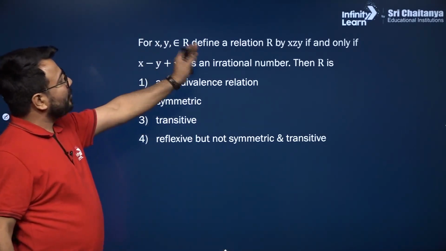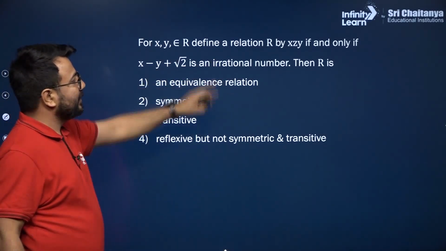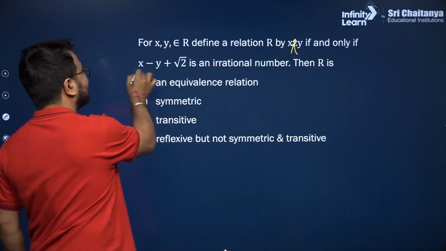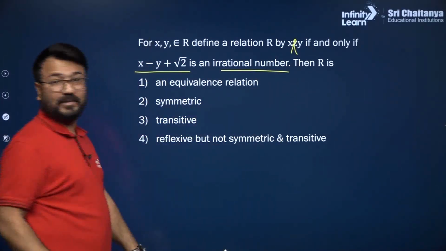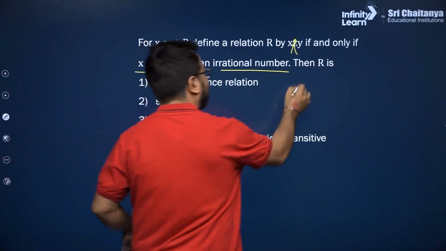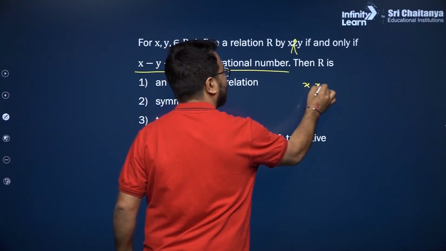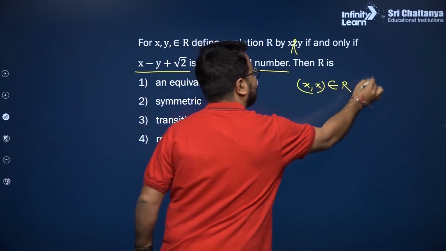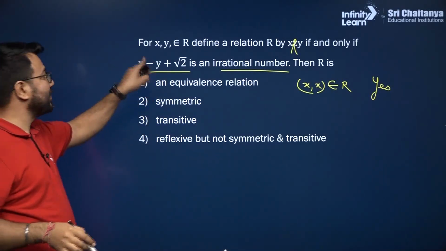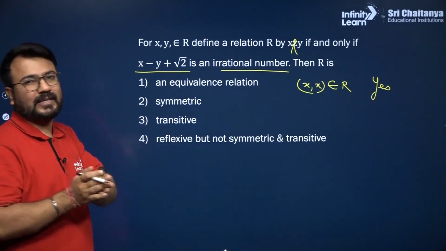So for x, y belonging to the set of real numbers, there is a relationship: x is in relationship with y if and only if this particular expression is an irrational number. So if x − y + root 2 is an irrational number, will (x, x) satisfy the relation? Yes, because if I substitute (x, x), x and x will cancel, and only root 2 will remain. Yes, root 2 is an irrational number.